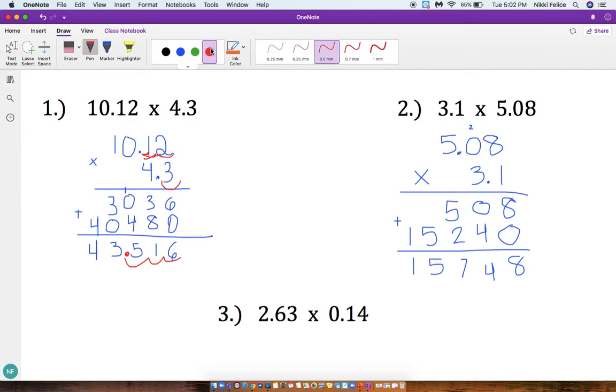Now we need to count up how many digits came after the decimal point. In this problem, it is 1, 2, 3. So we'll start at the left and go 1, 2, 3. Our answer is 15.748.